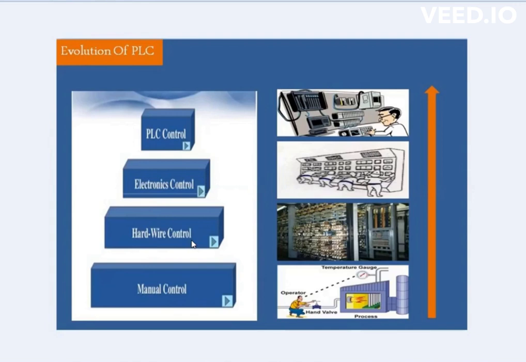PLC is a specialized computer used to control machines and processes. It uses programmable memory to store instructions and execute functions that include on-off control, timing, counting, sequencing, logical, arithmetic, and data handling functions.